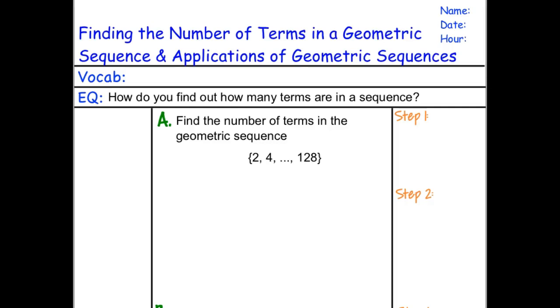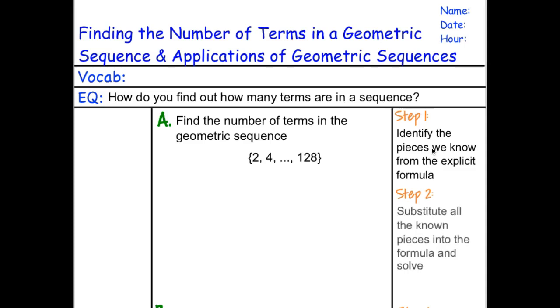All right, now that we know how to find missing terms in the sequence, we want to find the number of terms. So I've given you the first two and the last. Now, traditionally speaking, you should have already learned how to do logarithms, and so then we would identify the pieces we know from the explicit formula, substitute all the known pieces into the formula and solve. So I'm going to show you what that looks like.